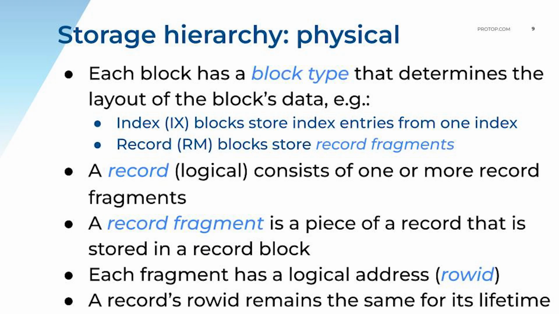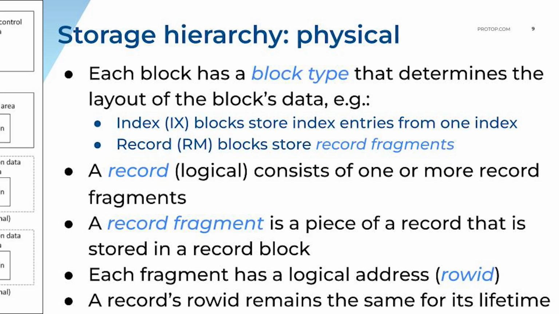If it's one fragment, we call it unfragmented. If there are two or more, we call it fragmented. Every record fragment has a logical address that we call a row ID, and that row ID for the record, specifically for the first fragment of a record, remains constant for the lifetime of that record.